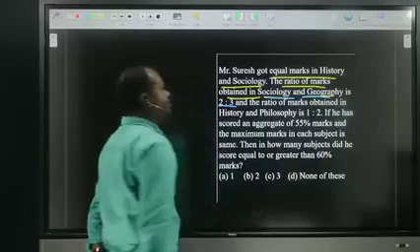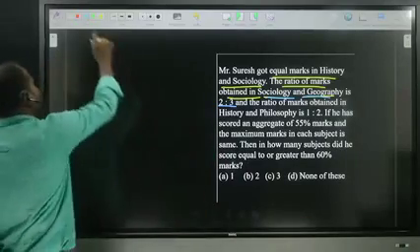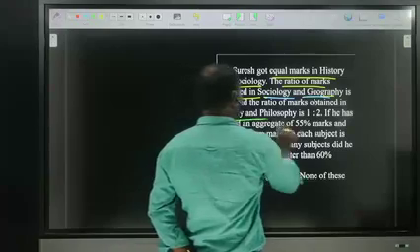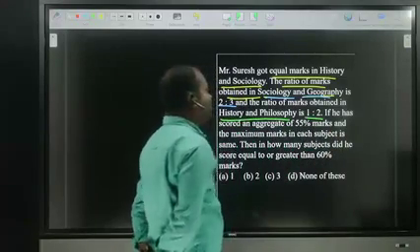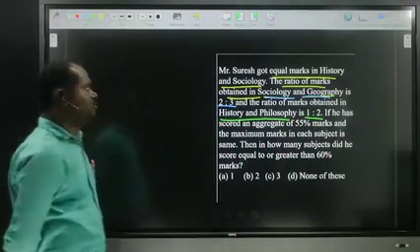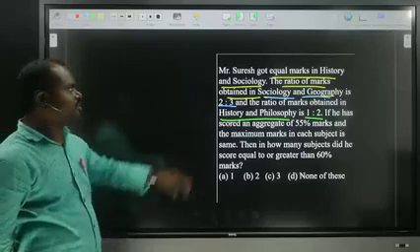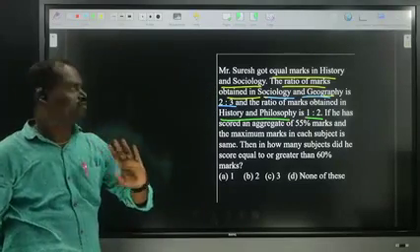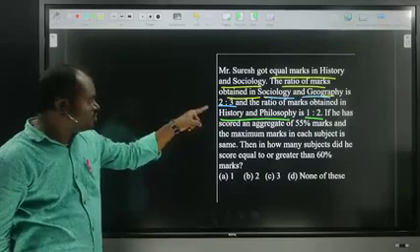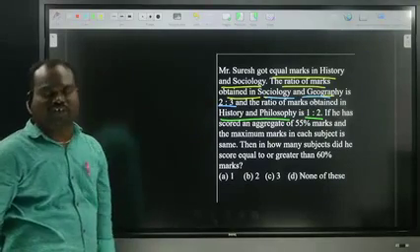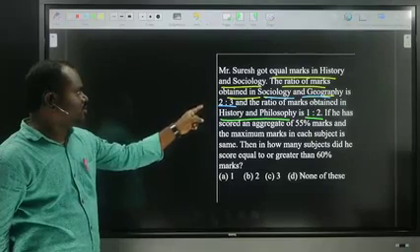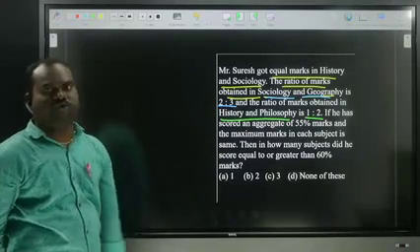And the ratio of marks obtained in history and philosophy is 1:2. Three conditions: history and sociology equal marks; sociology and geography in the ratio 2:3; and history and philosophy 1:2.